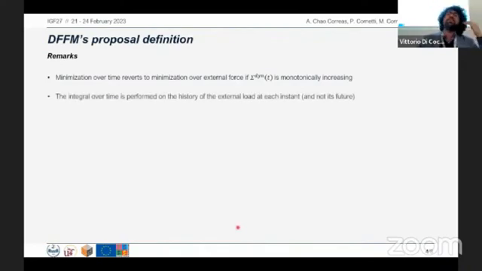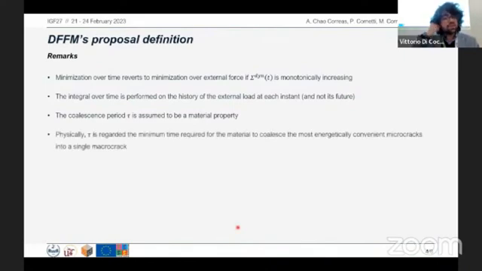This integral over time is obviously performed over the history and not the future, because otherwise it would be physically meaningless. This coalescence period, which is the period over which we are performing the integral over time, is here assumed to be a material property, but it's something to be further studied with experimental campaigns. And this property is regarded as the minimum time required for the material to coalesce all the most energetically convenient microcracks into a single macrocrack.